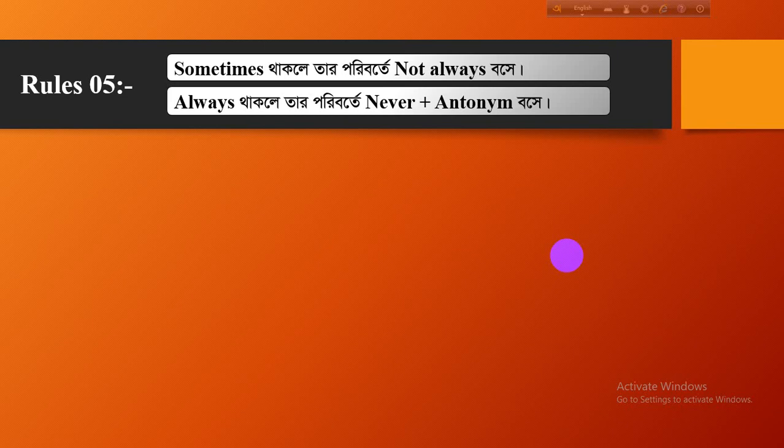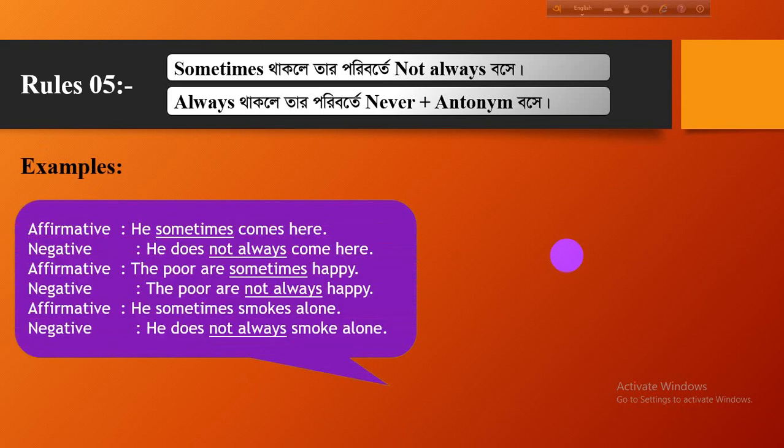Let's take some examples. So the example, he sometimes comes here. So here the word is sometimes, so that's why he does not always come here. So the answer will be what? He does not always come here.